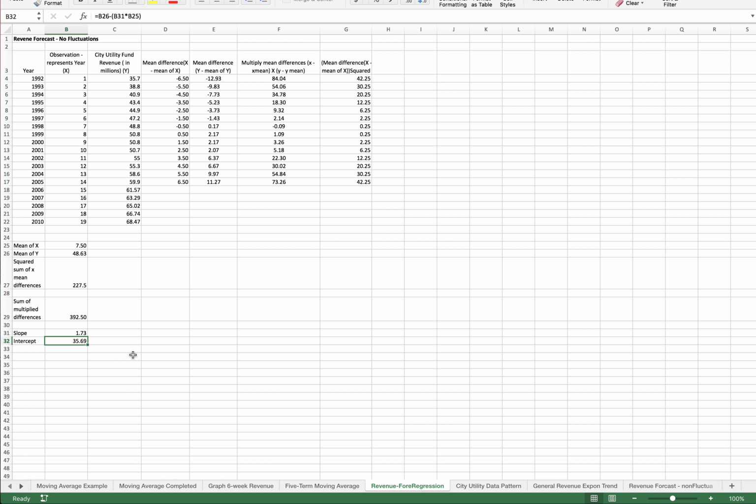And then my intercept, again, that alpha statistic that I told you all about, is 35.69. And again, what this basically means is if I had no independent variable data, or if all my years were set to zero, if I had 0 years, my average output for my dependent variable would be 35.6 million. That's a rough way of explaining what this is.